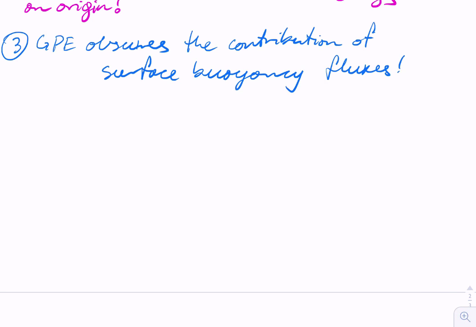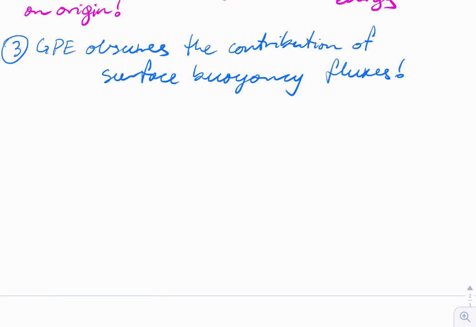This case was most famously highlighted by Paparella and Young in their 2002 paper, but others have pointed out that GPE is not altered by surface buoyancy flux if F is balanced. However, this result is at odds with experiments and numerical simulations in which a finite circulation can be maintained at equilibrium in the absence of mechanical forcing. We're going to demonstrate this issue with a simple example.